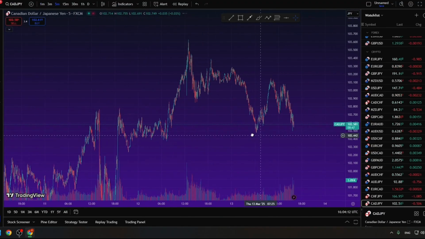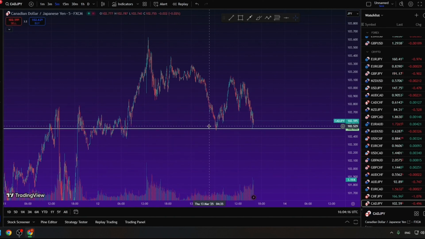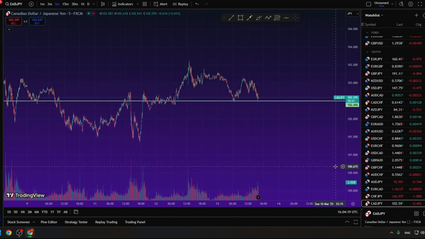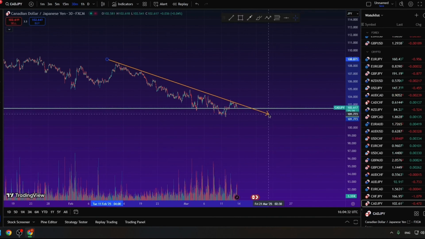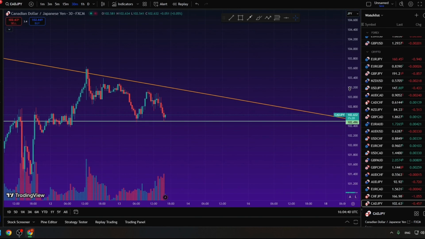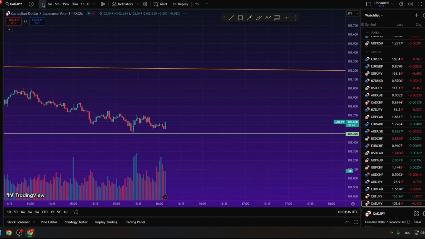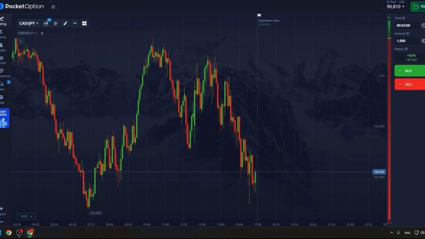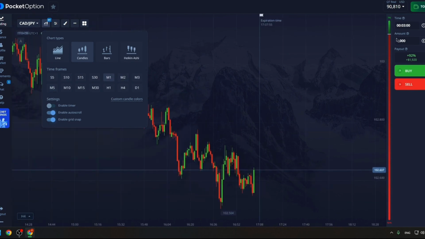I found another opportunity on the Canadian dollar to Japanese yen pair. Once again, I mark the levels and determine the overall trend of the chart's movement. We can see this on the 30-minute time frame. There's a confident downward movement toward the support level. There was a reaction from this level, but below it there's another level that the price is likely to aim for, judging by the trend and the behavior of the candles. That's why I immediately open a trade and will now explain everything to you in more detail.